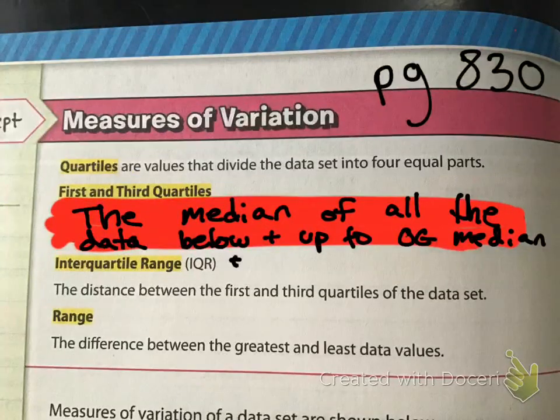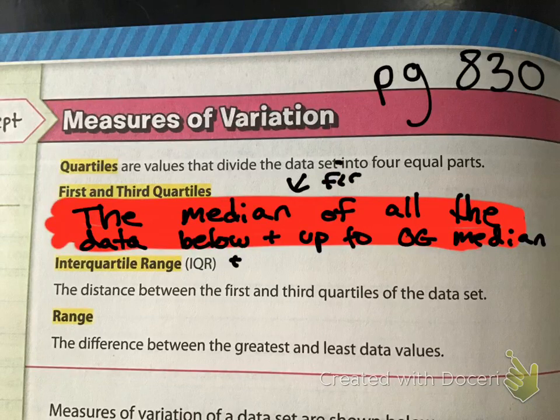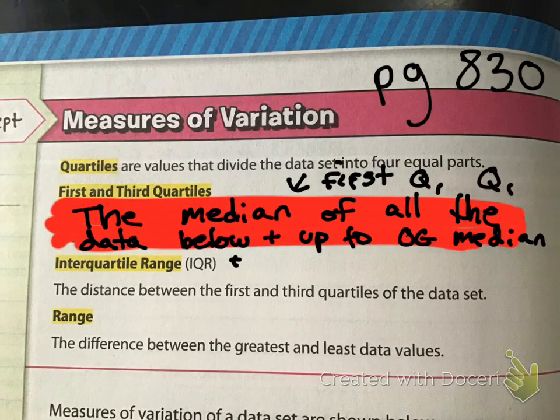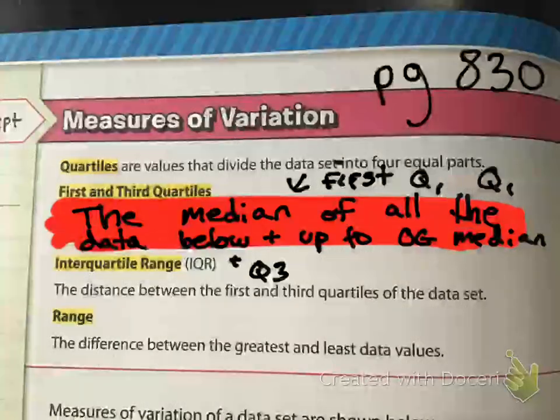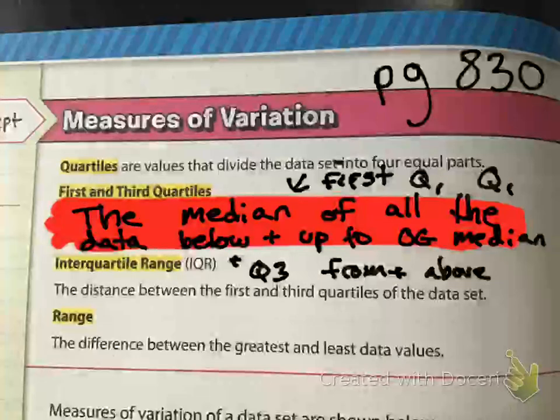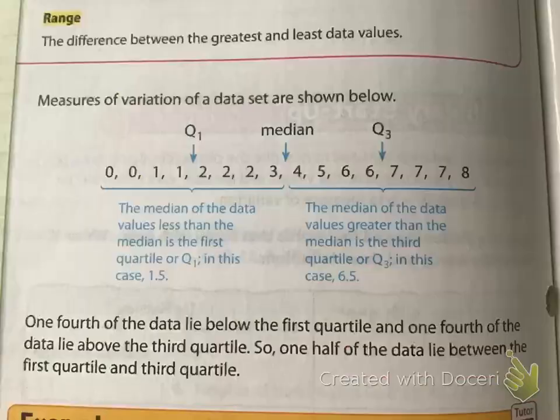And then, so this one would be the first quartile, or as we're going to call it, Q1. And then the other one, Q3, is the same thing, but from and above the OG median. So this is what it's going to look like.